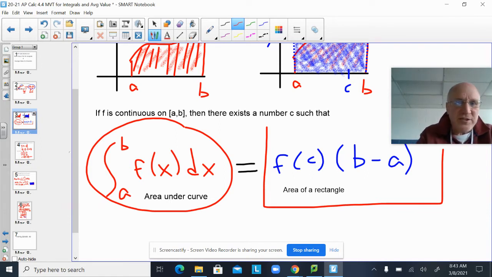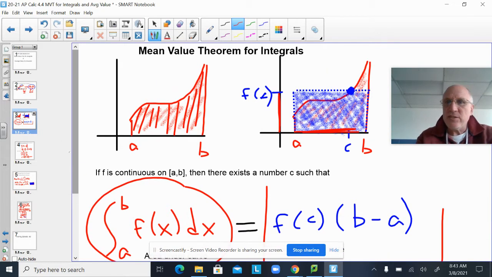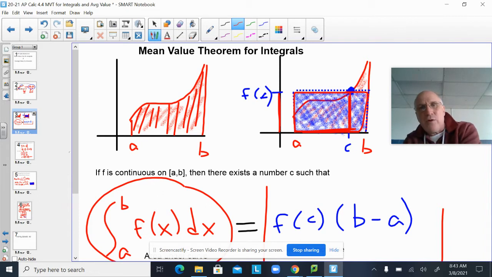And I need to convince you that that's a formula you've known for years. F of C times B minus A. Let's look at the picture. F of C is this distance right here, and B minus A is this distance right there. We are literally finding the area of a rectangle. So no matter what the actual area is, somewhere in the interval there's this value C, that if I go up from C to the function, which is this height right here, and find this rectangle, which I did in blue, the area of the rectangle equals the actual area.